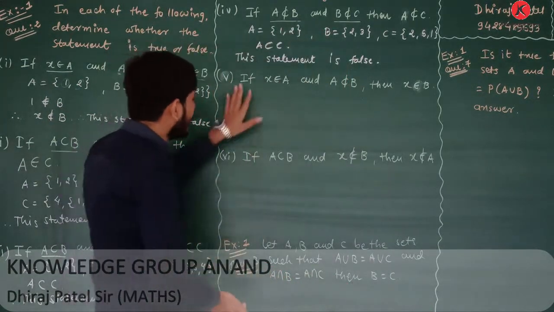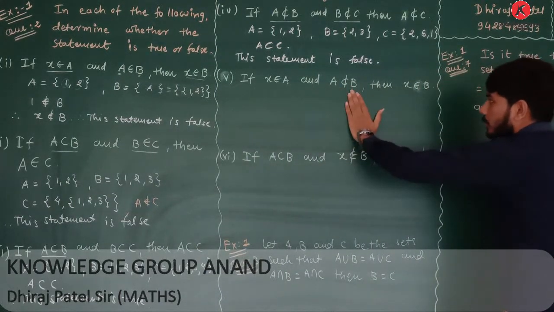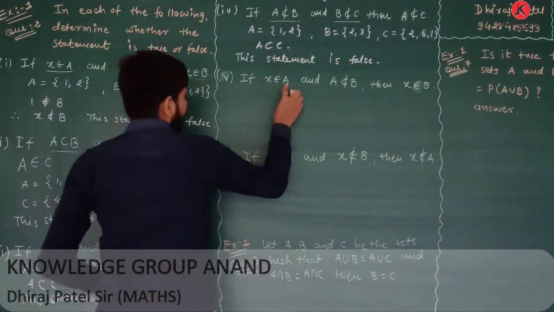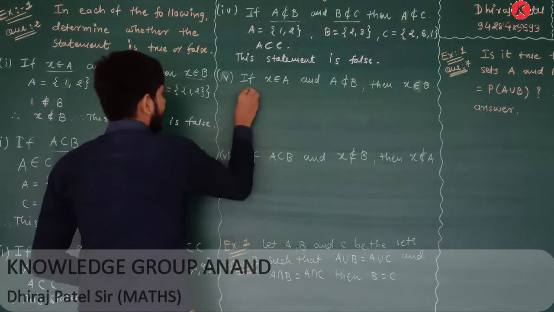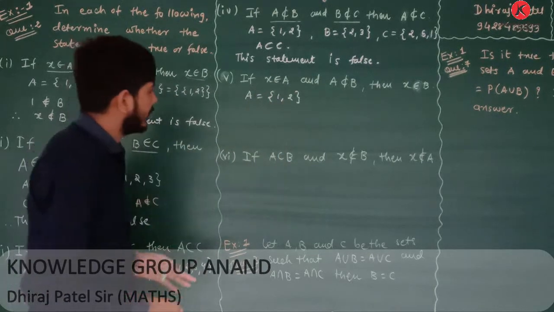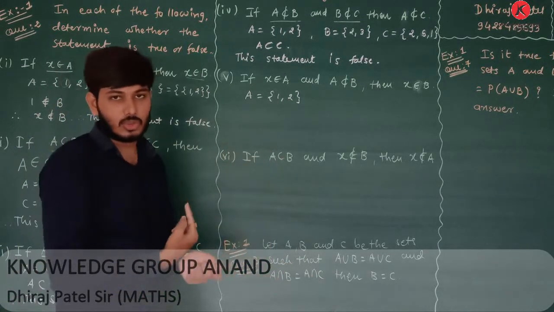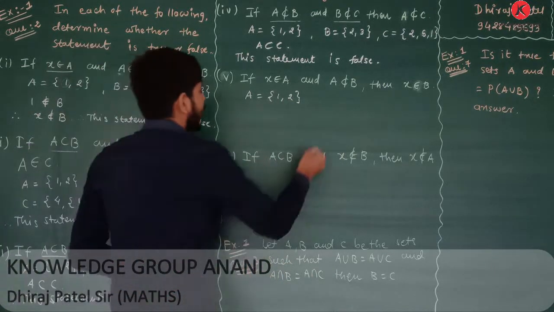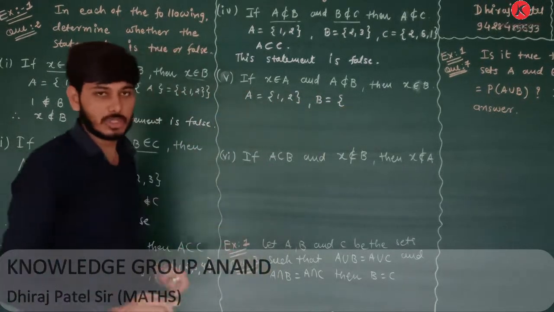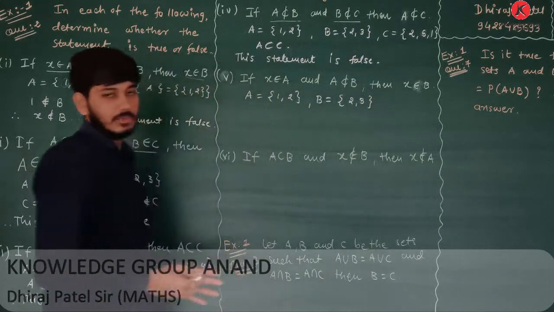Next, if x belongs to A and A is not a subset of B, then x belongs to B. Let us see this in the question. X belongs to A. Suppose I am taking set A equal to {1, 2}. I am taking a small set so it is not problematic. A is not a subset of B, that means all the elements of A do not lie in set B. So you have to consider set B in such a way that one of these elements may come, but both should not. So I am taking {2, 3} here. Okay? Set B equals {2, 3}.